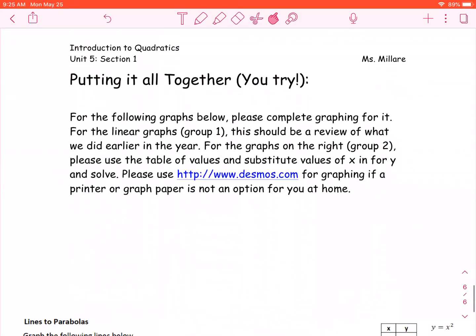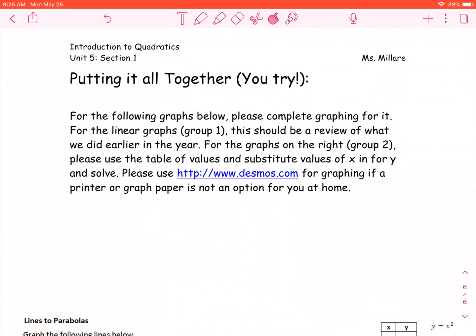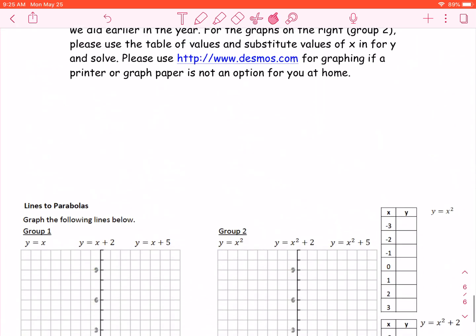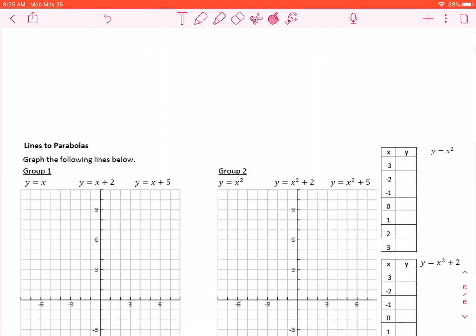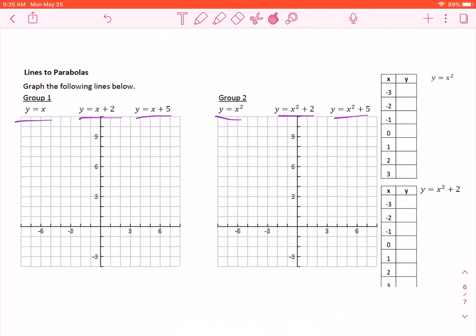So now in terms of putting it all together, this is going to be your work. Okay, so for the following graphs, please complete graphing for it. For the linear graph, group 1, there should be a review of what we did earlier in the year. For the graphs on the right, group 2, please use the table of values and substitute values of x in for y and solve. You can always use the desmos.com graphing that I showed you. You could put it into a table of values, or you can just put in these actual equations into Desmos. Okay, and just work on graphing them. If you want to use the table of values, you can.